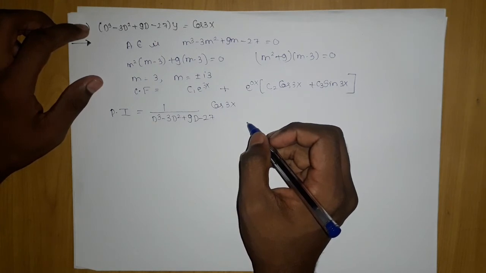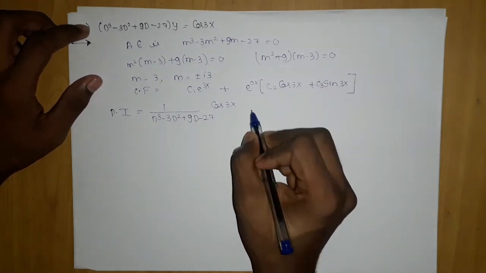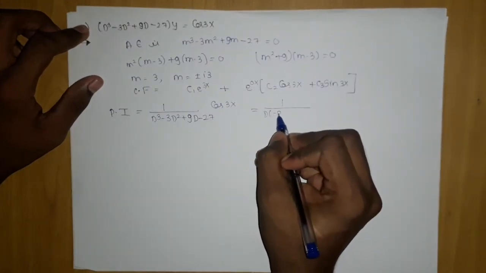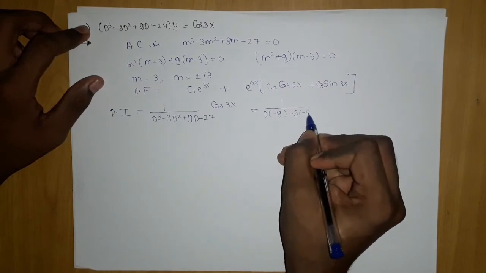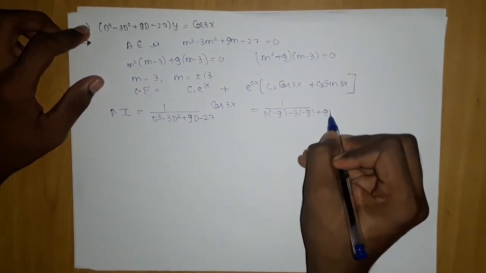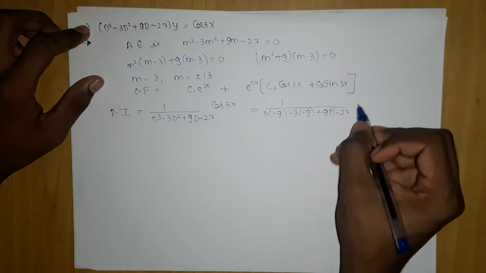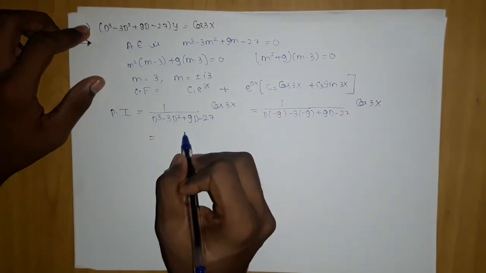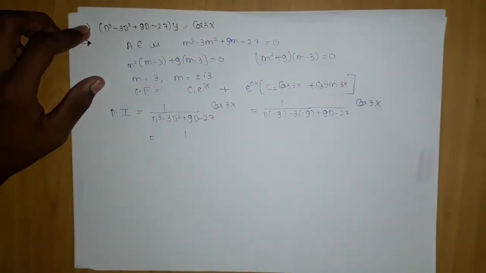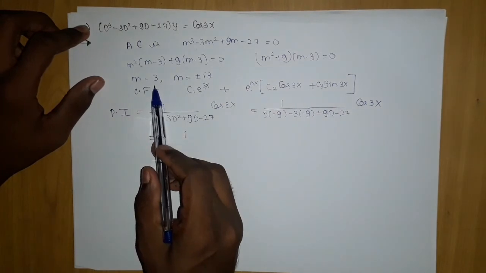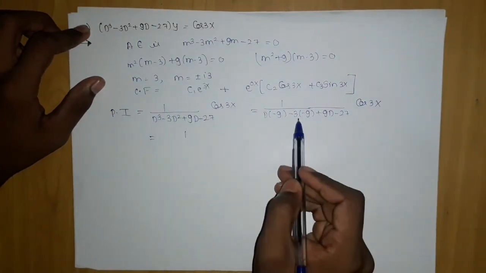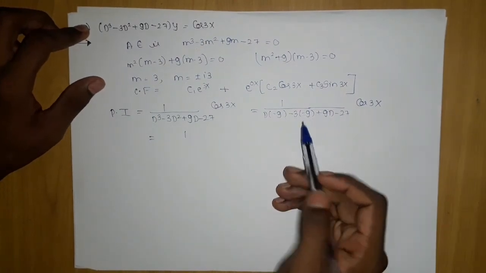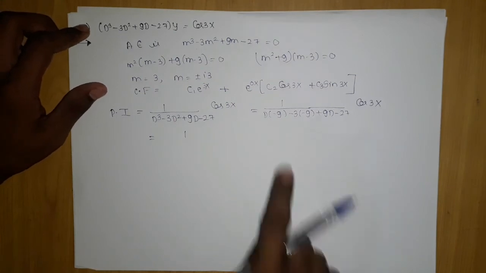What you have to do is simply substitute D square by minus 3 square. The moment you do, D square will be minus 9. Here it will be minus 3 into minus 9, plus 9D minus 27, into cos 3x. If you notice, plus 27 will cancel out with minus 27 and this will cancel out with this, so we are getting 0. So we are getting f of D is 0.